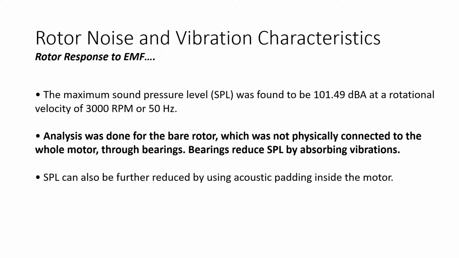Further, we found out the noise in the form of sound pressure level due to the electromagnetic forces acting on the rotor segments. And we found out that the maximum sound pressure level was 101.49 dBA at a rotational velocity of 3000 RPM. Now it is to be kept in mind that the analysis was done for a bare rotor, that was not connected physically to the whole motor through bearings.